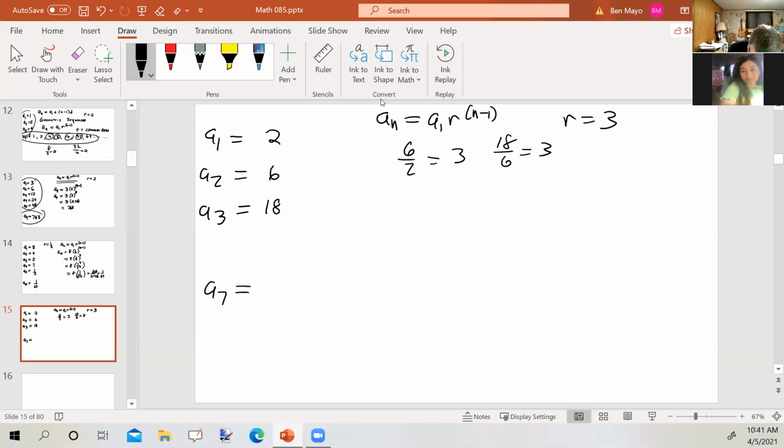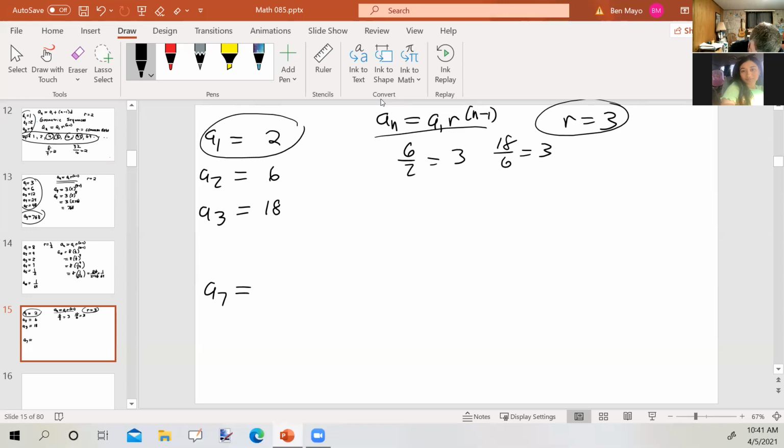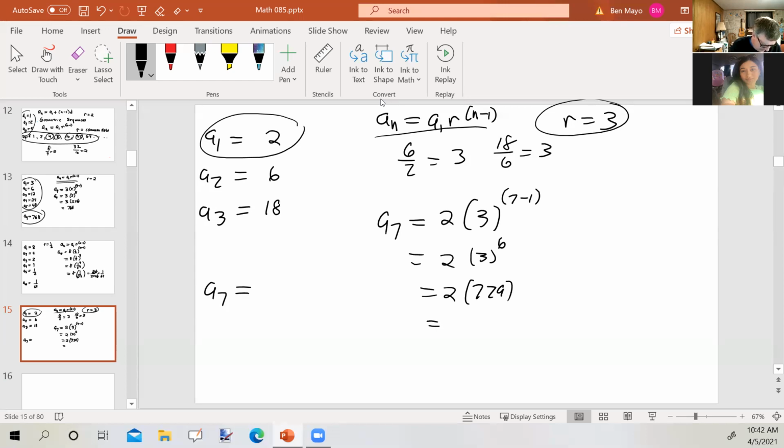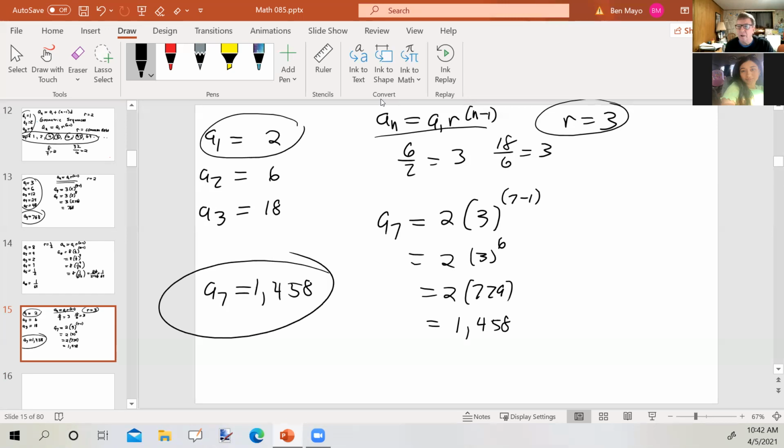All right, so now that I know the common ratio and the first term, I can just plug that all into this formula. A sub 7 equals 2 times 3 to the 7 minus 1 power, which is 2 times 3 to the 6th power, which is 2 times, let's see here, 3 to the 6th power is 729. That times 2 is 1,458. Okay. Any questions about that?